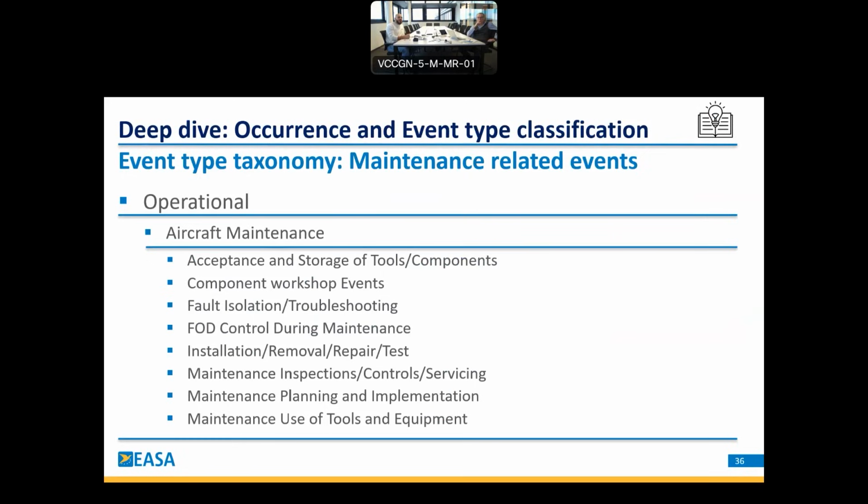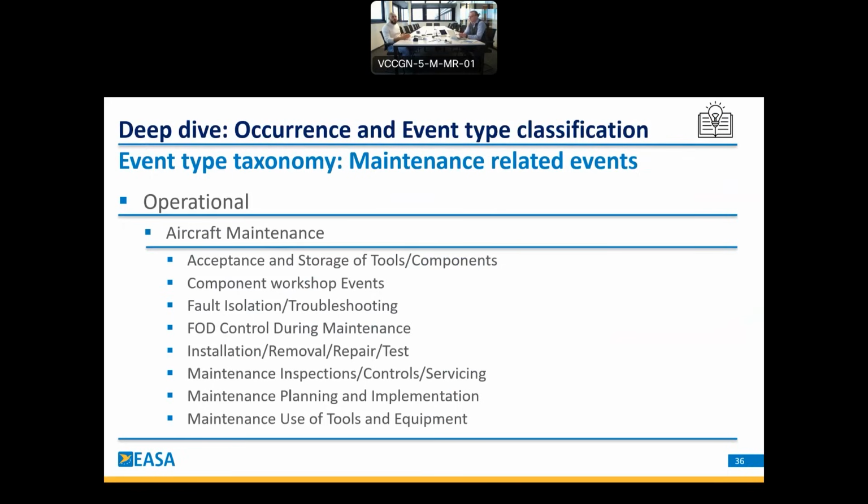Then we have maintenance, inspection, control, and servicing. And then maintenance planning and implementation. So service bulletin planning or airworthiness directive planning, and maintenance use of tool and equipment. If you had the usage of any miscalibrated tool, those are coded under this value here. But this is just to show you a bit how it's structured.